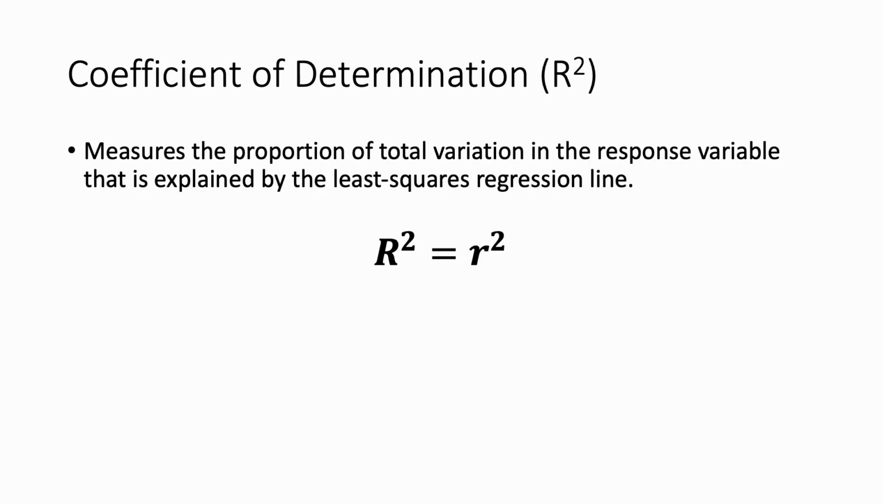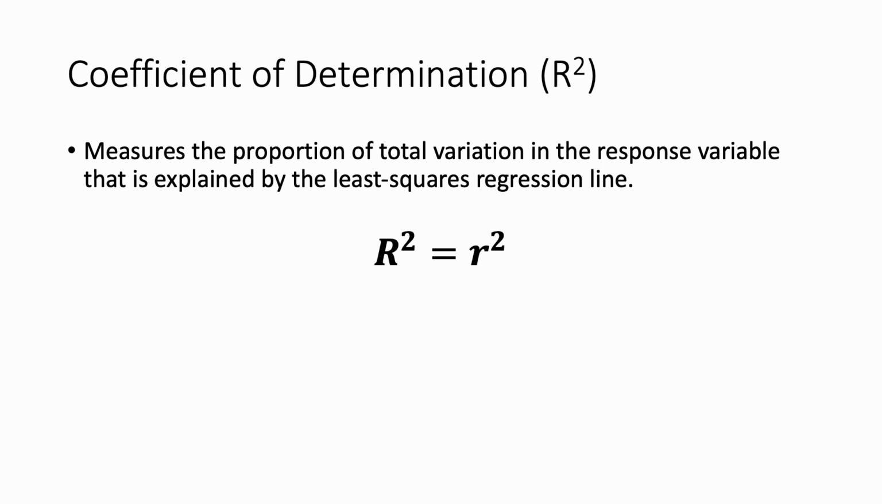And finally, the coefficient of determination. This measures the proportion of the total variation in the response variable, remember that's the y-axis, that is explained by the least squares regression line. And there's a lot in your book about the total variation and the explained variation and all that. At the end, the point you need to know is that capital R squared is just the same as little r squared. I don't know why they changed it, but they do.